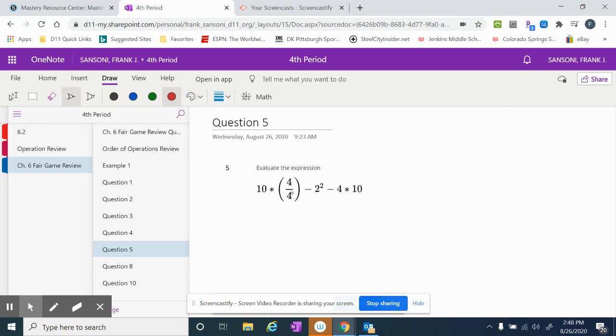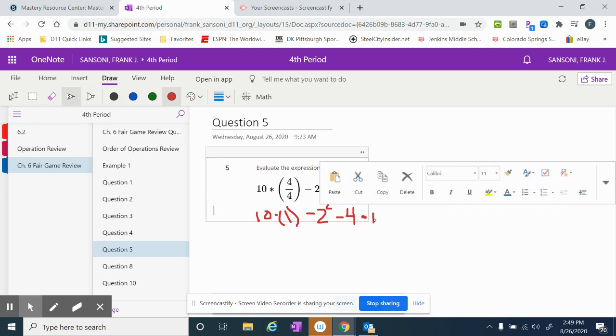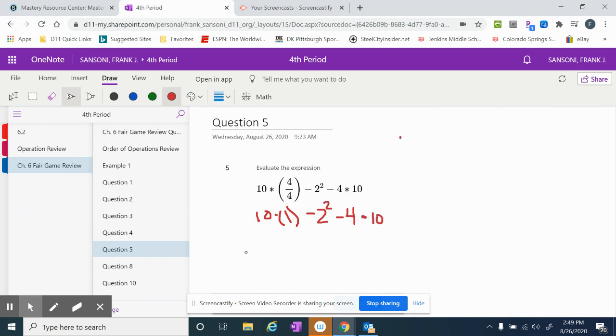I have one thing to do inside parentheses. 4 divided by 4 is 1. So I'm going to write 10 times 1. That's a bad 1. Let's put parentheses around it for right now. 2 squared minus 4 times 10. I see exponents right here with the 2 squared, so I'm going to go 10 times 1 minus whatever 2 squared is. 2 squared is 4 minus 4 times 10.